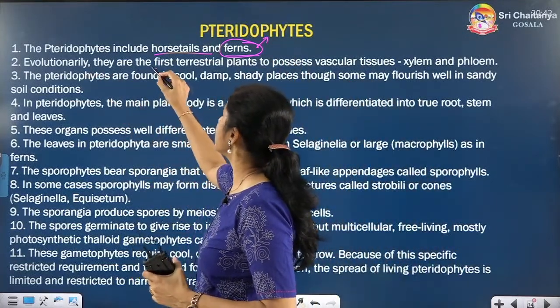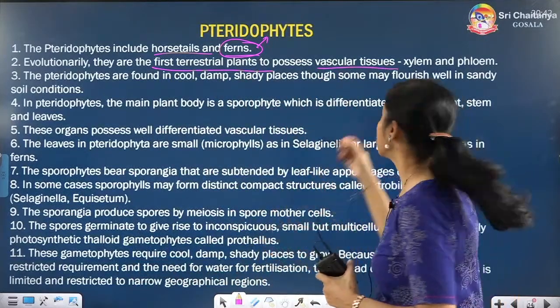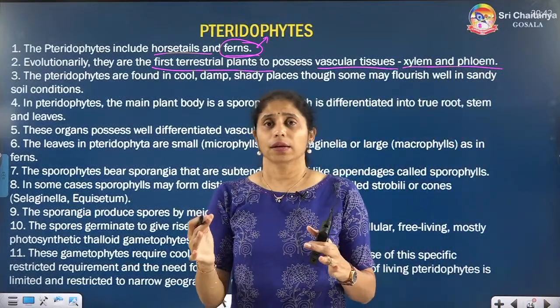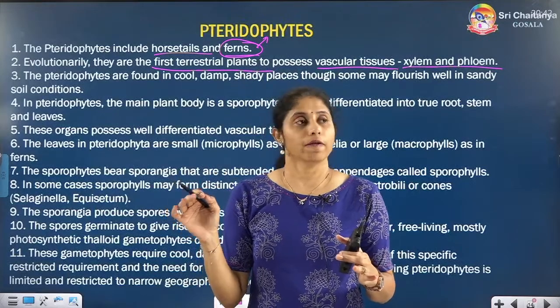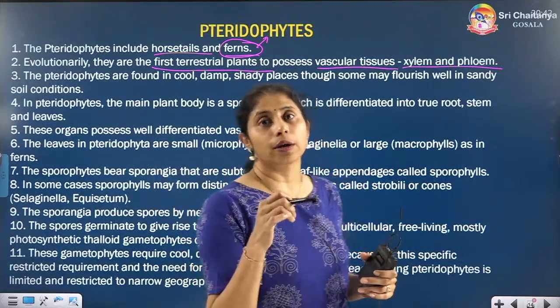And these are the first land plants that possess vascular tissues. You know, vascular tissues means xylem and phloem. So, first land plants which contain vascular tissues, first vascular plants. These are also called vascular cryptogams.